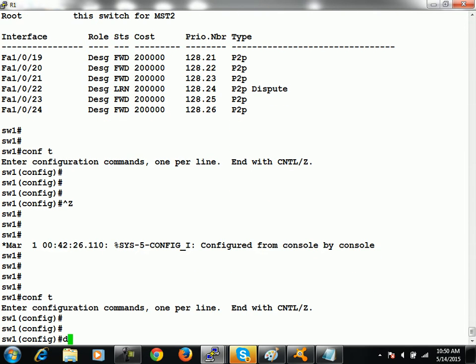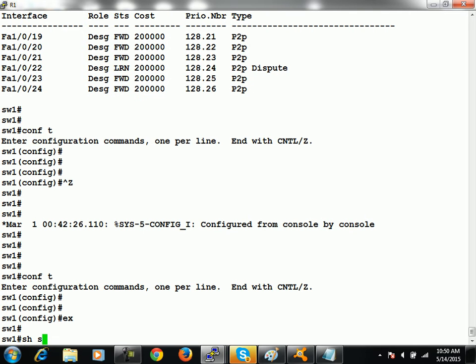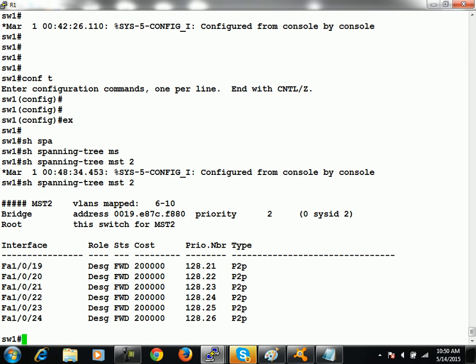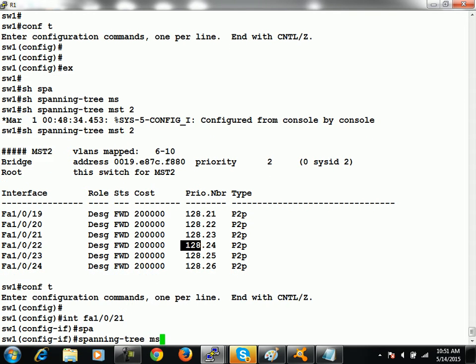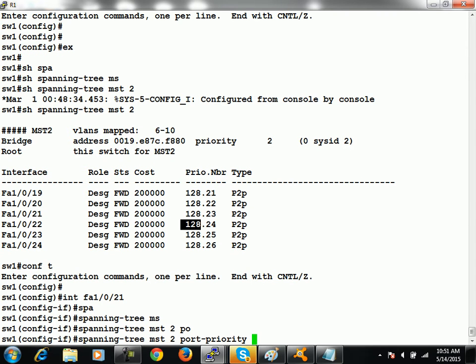What will you do? Let me show you first of all, show spanning tree MST2, that all of them are working as a DP. And on 21 and 22 on both of them, you see port priority is common. Now, because I wanted to change it for instance 2 only, either configure a higher port priority on 21 or a lower port priority on 22. So this time what I'm gonna do here, first Ethernet 1/0/21, and then I will say spanning tree MST2 port priority higher than 22. It is by default 128, so the next value would be 144, because port priority will always be configured in increments of 16.